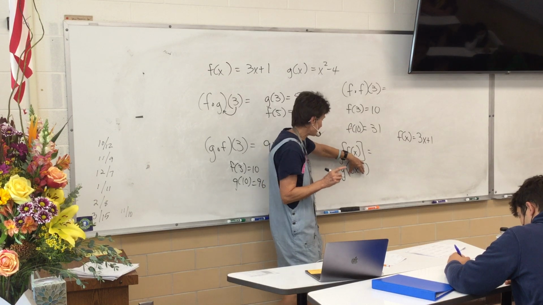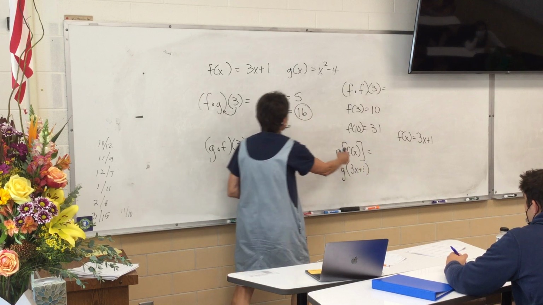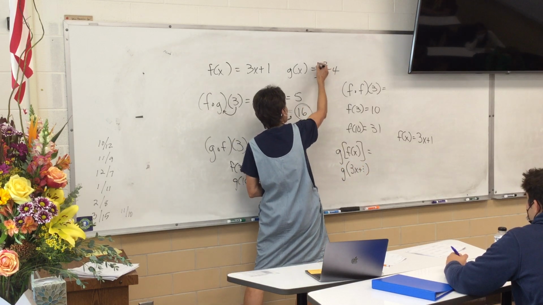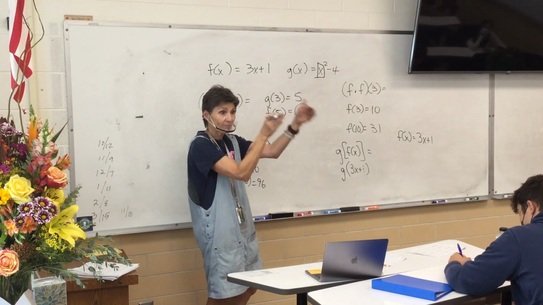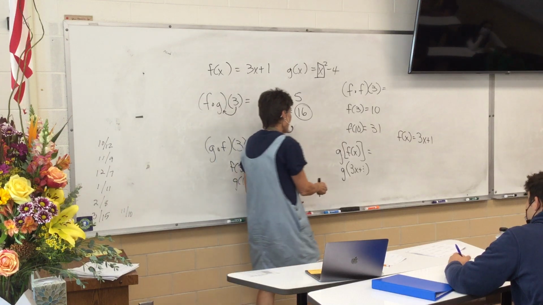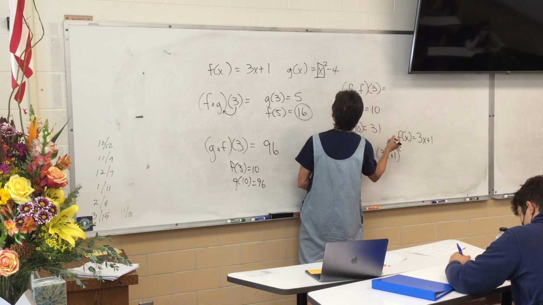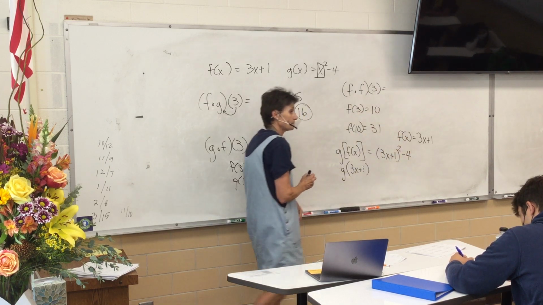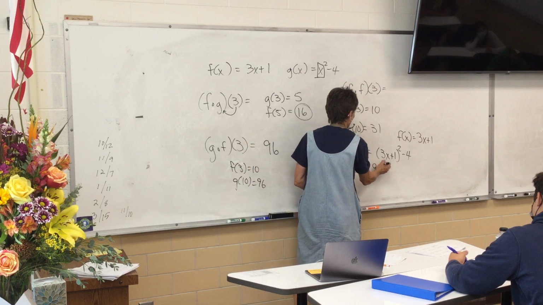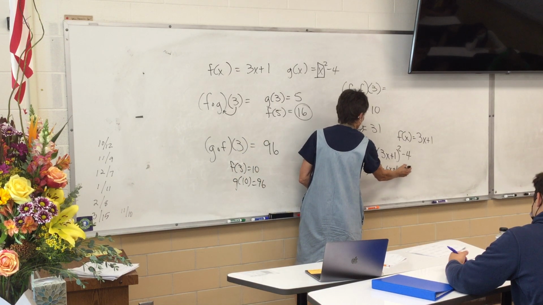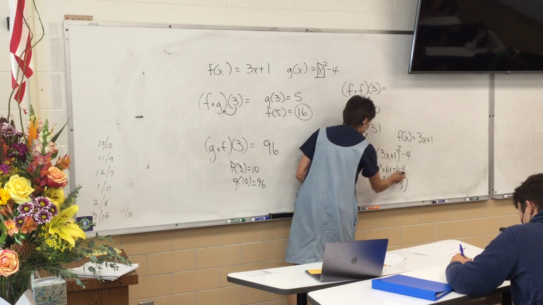So that means we're going to take the 3x plus 1 and plug it in to the g function. So we're plugging f into g. So that will be (3x plus 1) squared minus 4, or 9x squared plus 6x plus 1 minus 4, or 9x squared plus 6x minus 3.